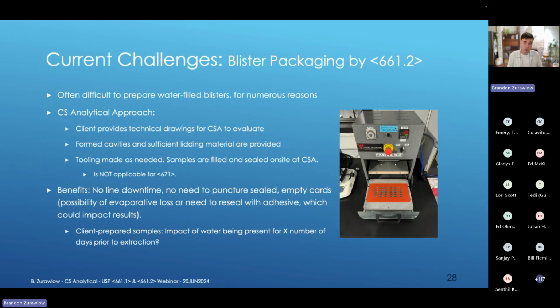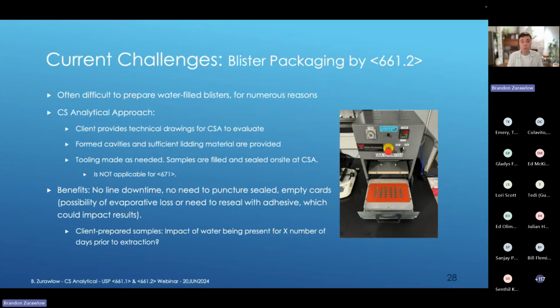The benefits of this approach, doing this all in a lab setting, is that there's no need for line downtime. There's no need to, let's say, seal empty cards and then inject water into each cavity, which comes with its own risks. You have to reseal that injection site. So you risk losing the water through that hole that you just created. We also risk any sort of interactions with the adhesive that we use to seal that injection site, which could potentially impact results.